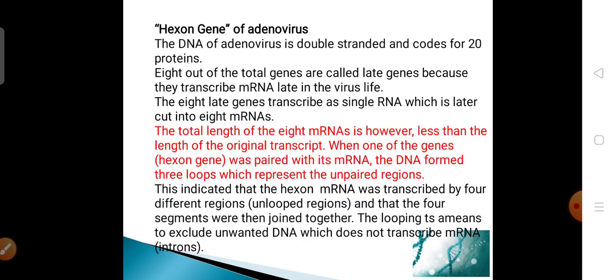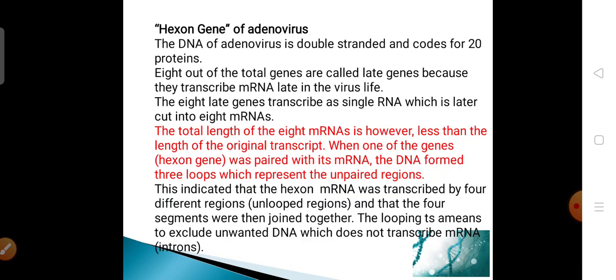In the case of adenovirus, the 8 late genes transcribe and form a single RNA, which is then cut into 8 mRNAs. So all the 8 late genes of adenovirus get co-transcribed into a single RNA. A single RNA is formed, and then the single RNA is cut into 8 mRNAs.